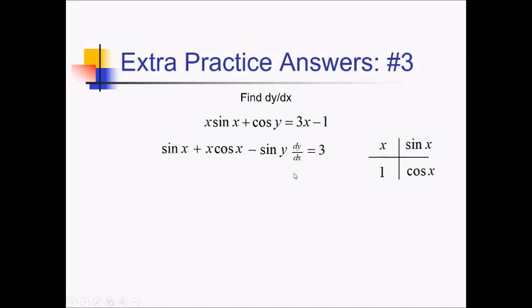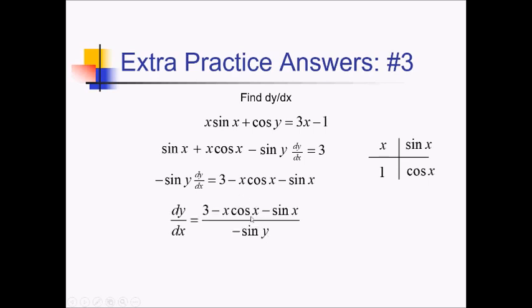All right, now we're going to isolate this term that has the dy over dx. So all we have to do is subtract the sine of x and the x cosine of x to the other side. So we'll have 3 minus those two terms. And then we just divide everything by negative sine of y to get dy over dx by itself. So we end up with all the stuff that's already on the right side divided by negative sine of y.